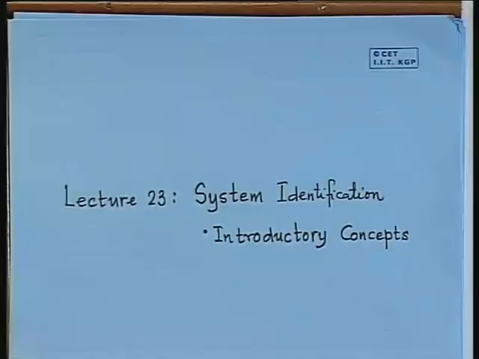Today we start our last module on system identification, and we will discuss some introductory concepts today before looking at the algorithms. It is important, in anything, before you really take a detailed look, to take a bird's eye view, or the big picture.